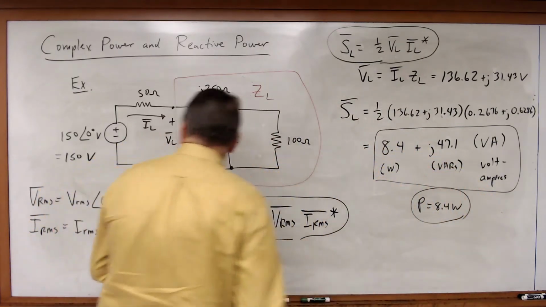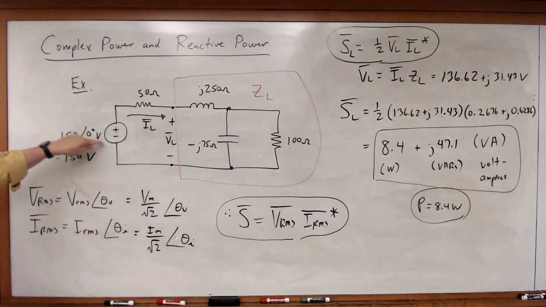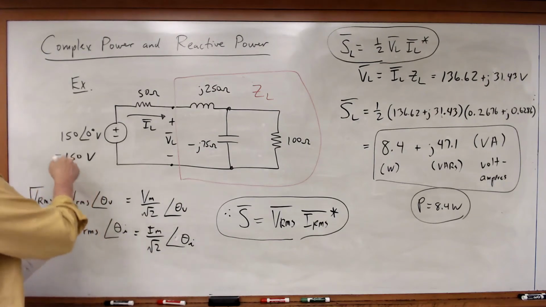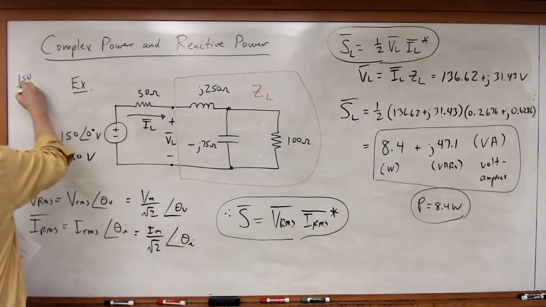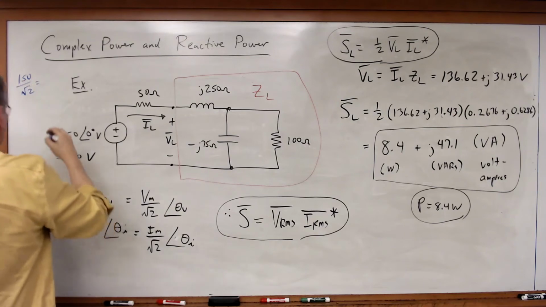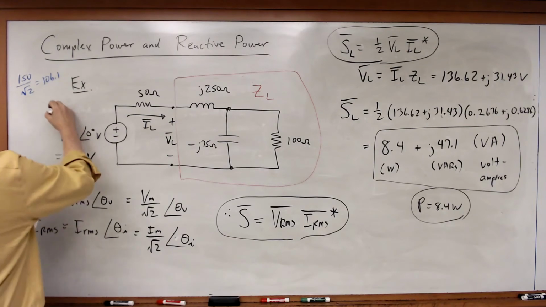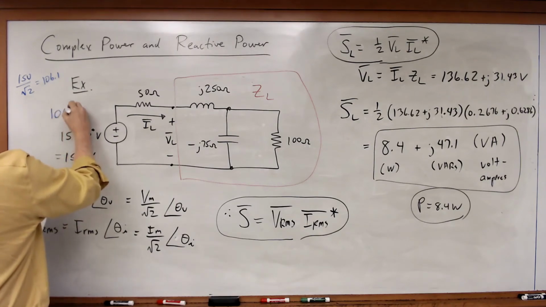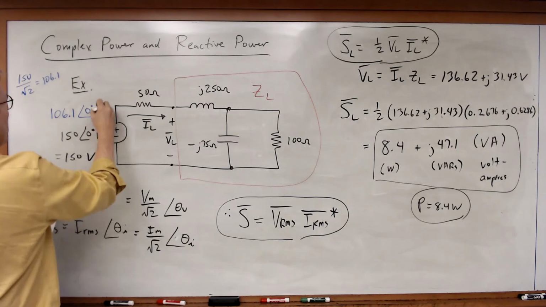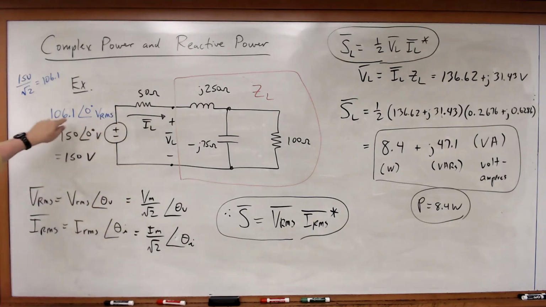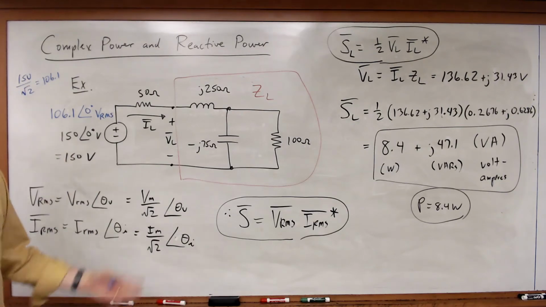What I'm going to do is take this source and convert it to RMS form. In this case, I'm going to take 150 and divide it by the square root of 2, which is equal to 106.1. I'll write this as 106.1 at a phase angle of 0 volts RMS. And notice the units: this is an RMS voltage. I've taken the original phasor and simply divided the magnitude by the square root of 2, which is what we'd expect for a sinusoid.